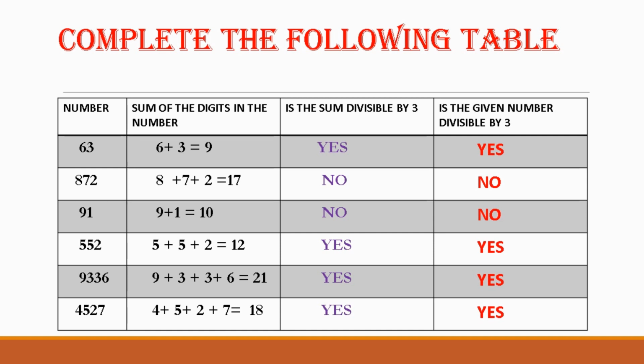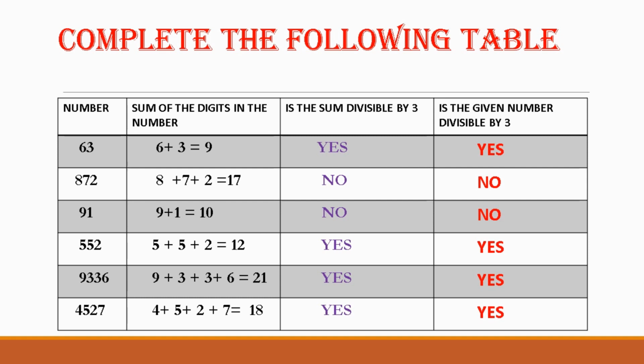See the second number, 872. The sum of the digits is 8 plus 7 plus 2, which equals 17. So 17 is not divisible by 3. So the original number is also not divisible by 3. Third number, 91. 9 plus 1 is equal to 10, which is not divisible by 3. Therefore the original number 91 is also not divisible by 3.